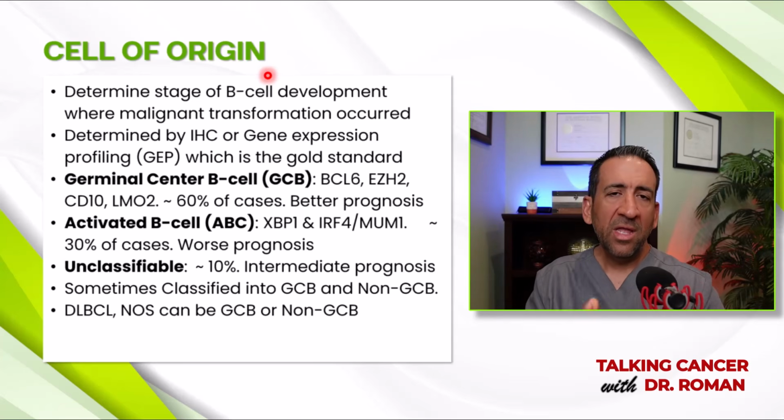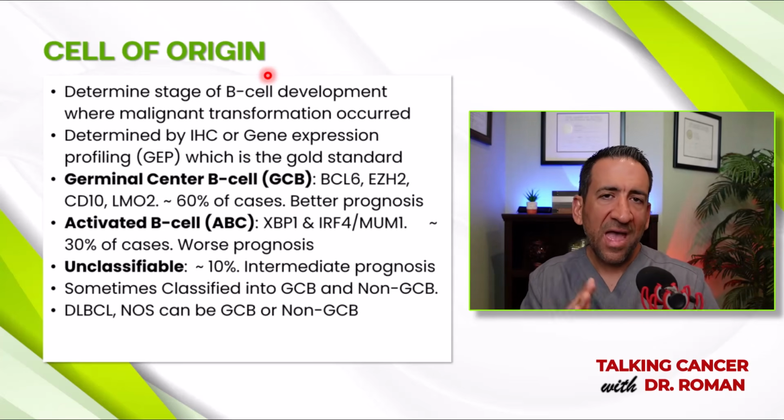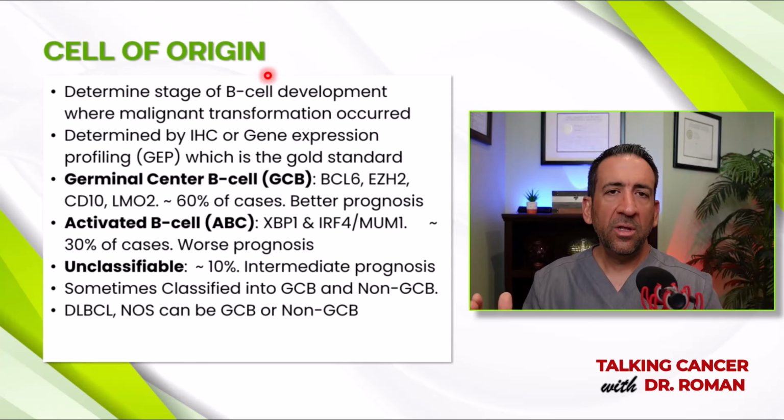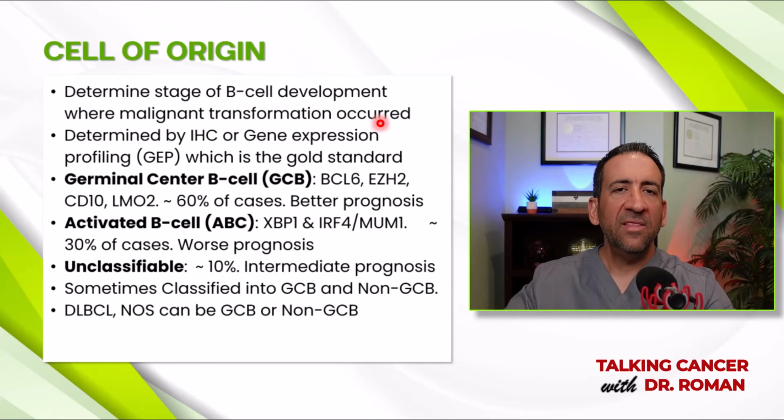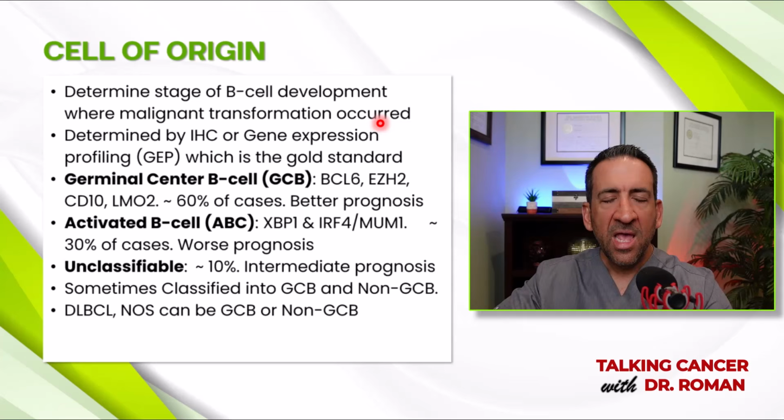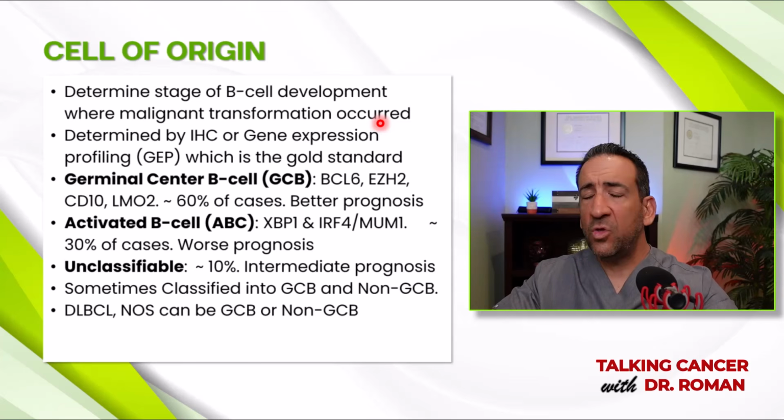Now, depending on where that damage occurred, that will give us information that we call cell of origin testing. Just reading the definition, cell of origin testing is to determine the stage of B cell development where the malignant transformation occurred. And again, this will give us a lot of information. Now, we determine this by one of two ways.